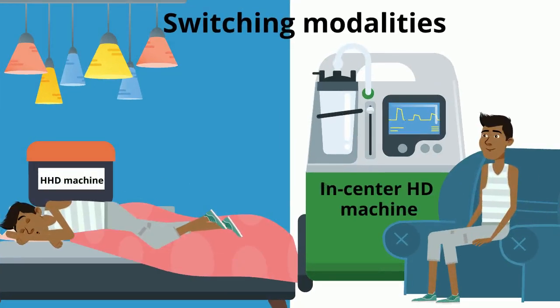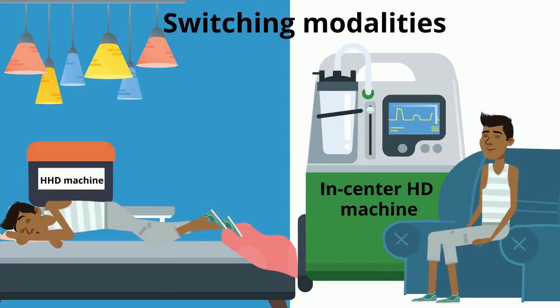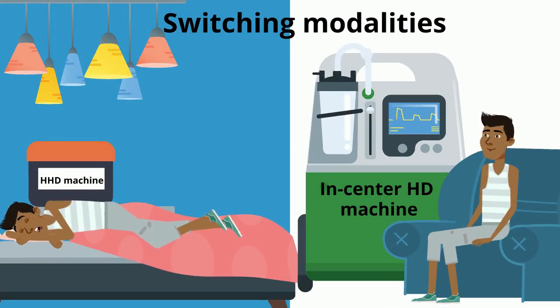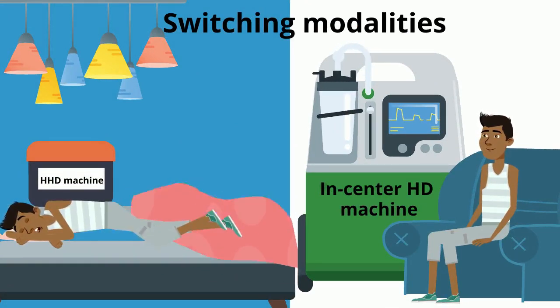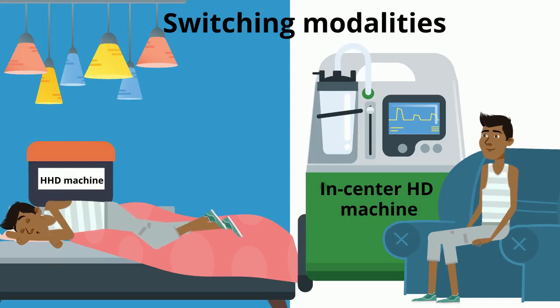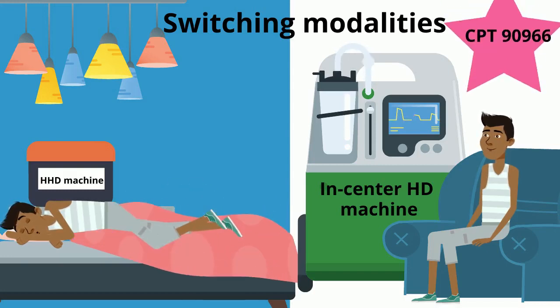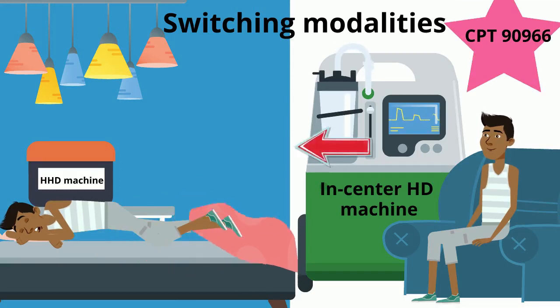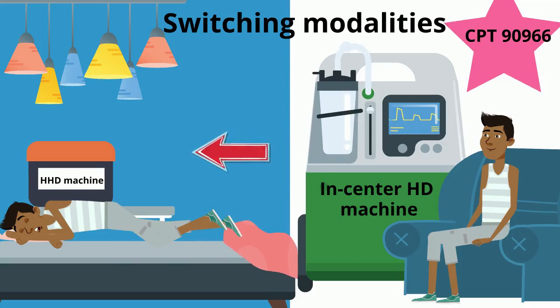Switching modalities. The monthly billing code for home hemodialysis is billed for any portion of the month when a patient receives home hemodialysis, CPT 90966. For instance, if an in-center patient switches to home hemodialysis, or a home hemodialysis patient switches to in-center dialysis and had a physician visit, then home hemodialysis is billed.